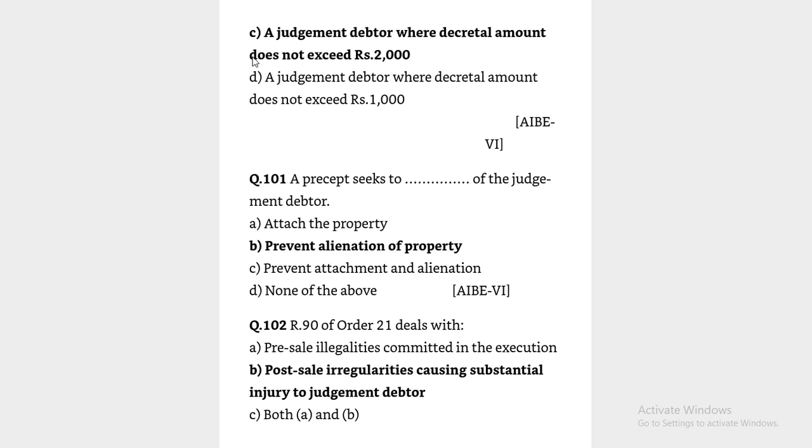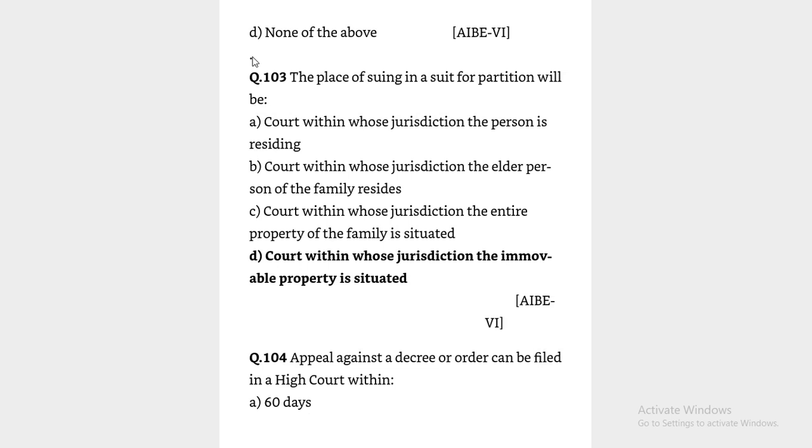Rule 90 of Order 21 deals with post-sale irregularities causing substantial injury to the judgment debtor. The place of suing in a suit for partition will be within the court's jurisdiction where the immovable property is situated.